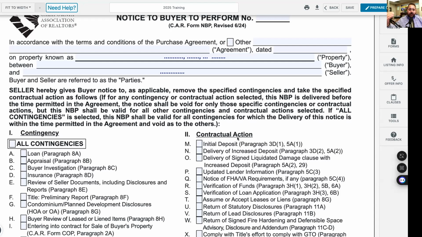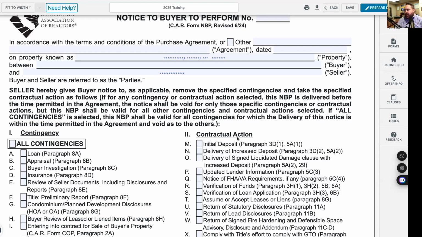Now, once we pass a date, I can send the notice to perform at any point I want, right? So once we get to day 14, let's say they didn't remove their contingency, on day 14, I can send notice to perform. And any day after that, I can send notice to perform. There's no requirement for me to send it within a specific amount of time other than prior to that action, okay?